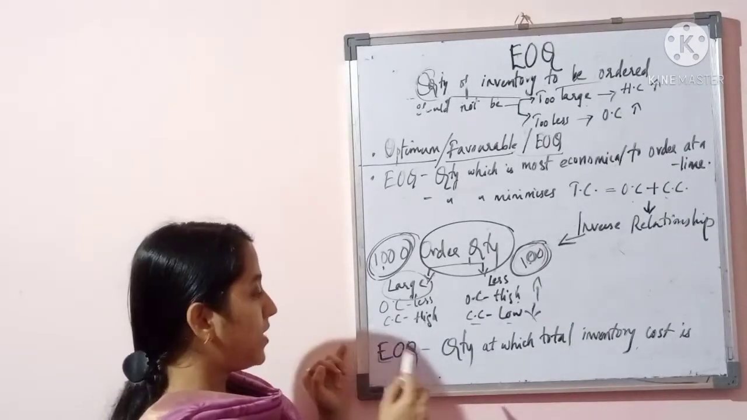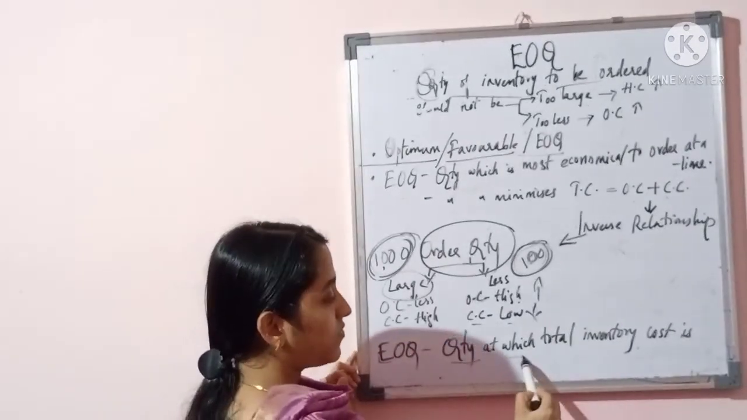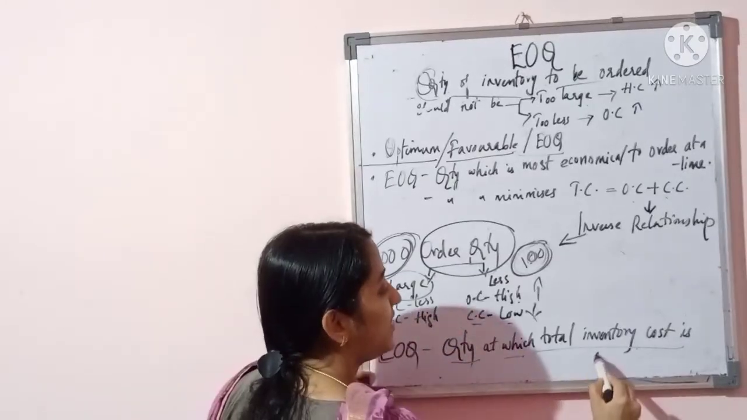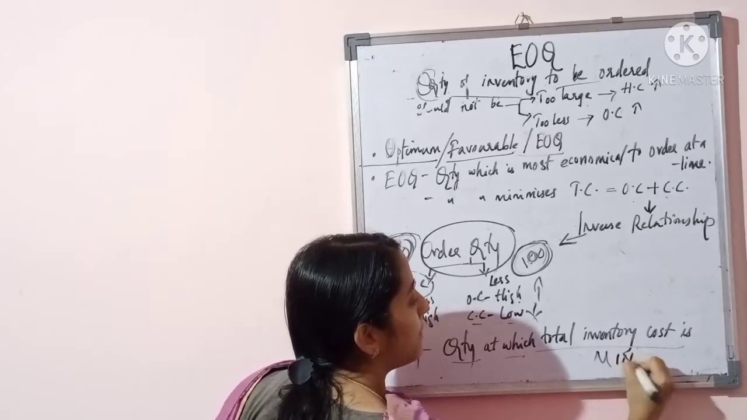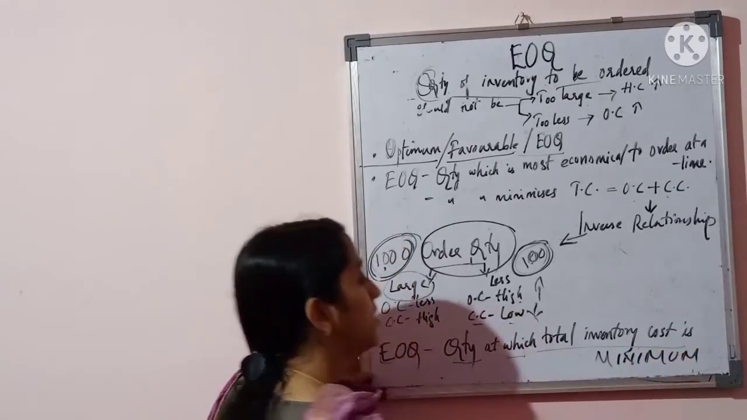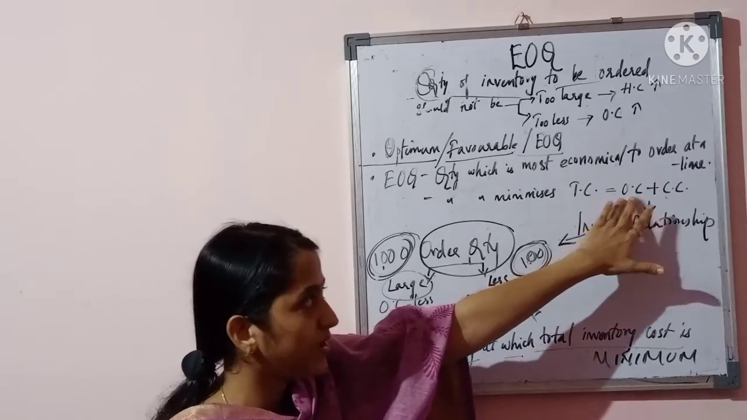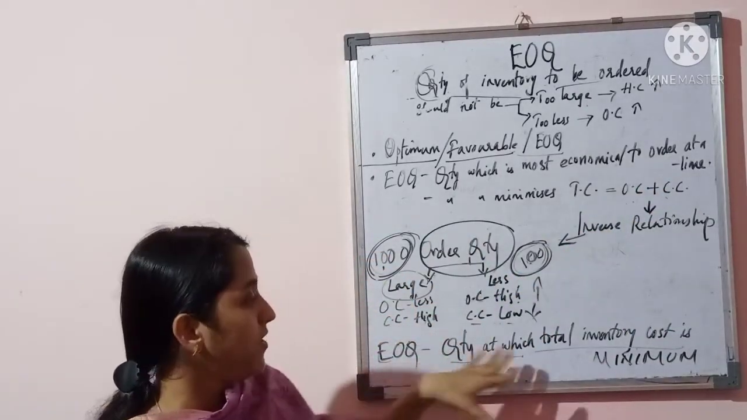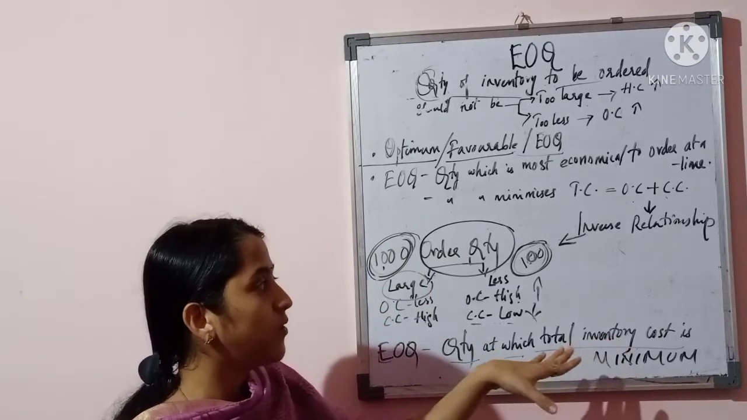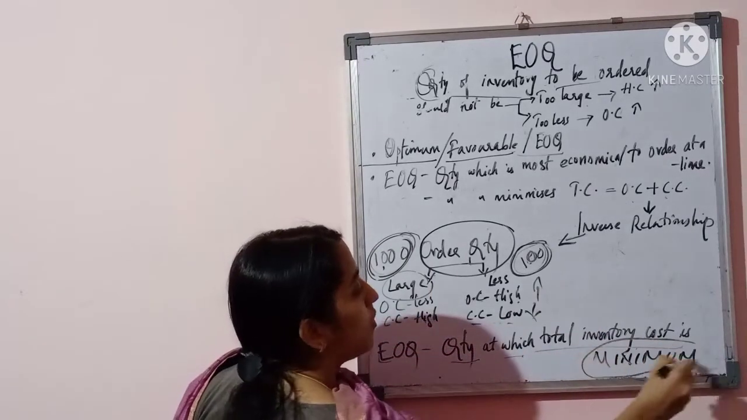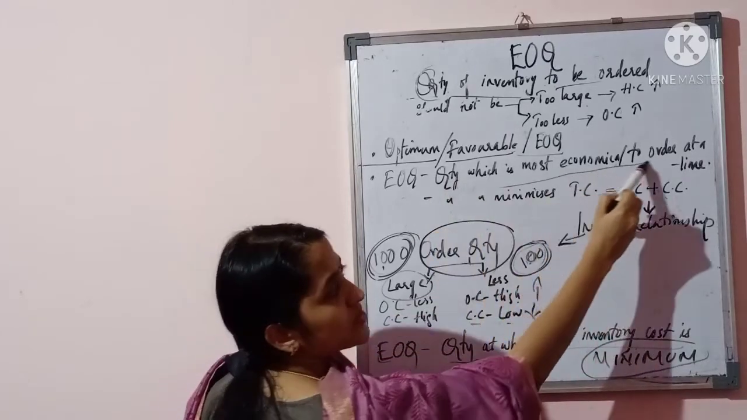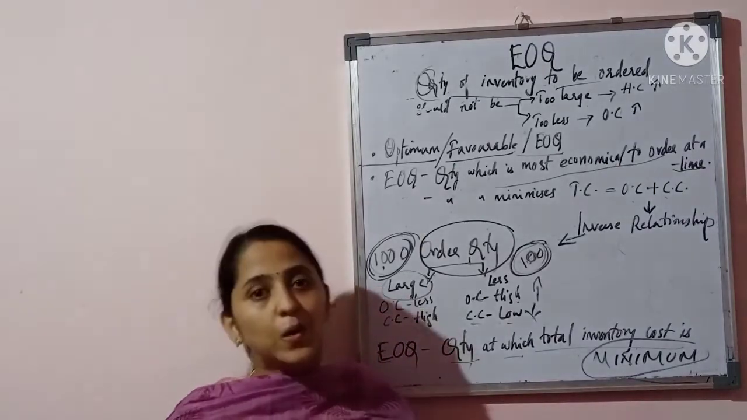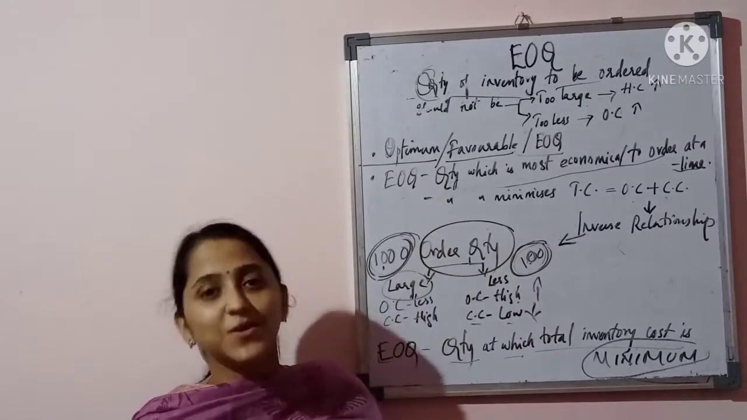Economic order quantity is the quantity at which total inventory cost is minimum. Okay, that is, total inventory cost, meaning ordering cost plus carrying cost, is minimum. It is the quantity where the total inventory cost is minimum, or it is the quantity which is most economical to order at a time. So this is all about EOQ or economic order quantity.